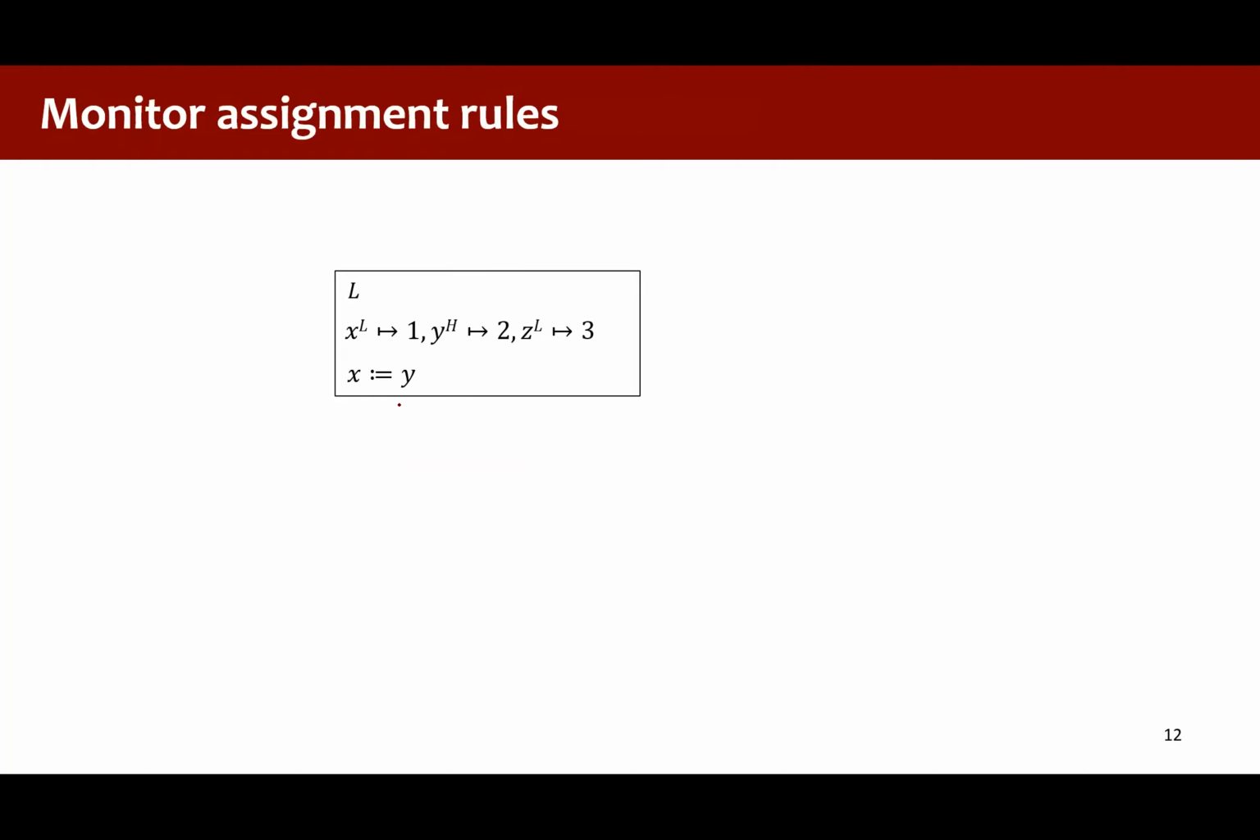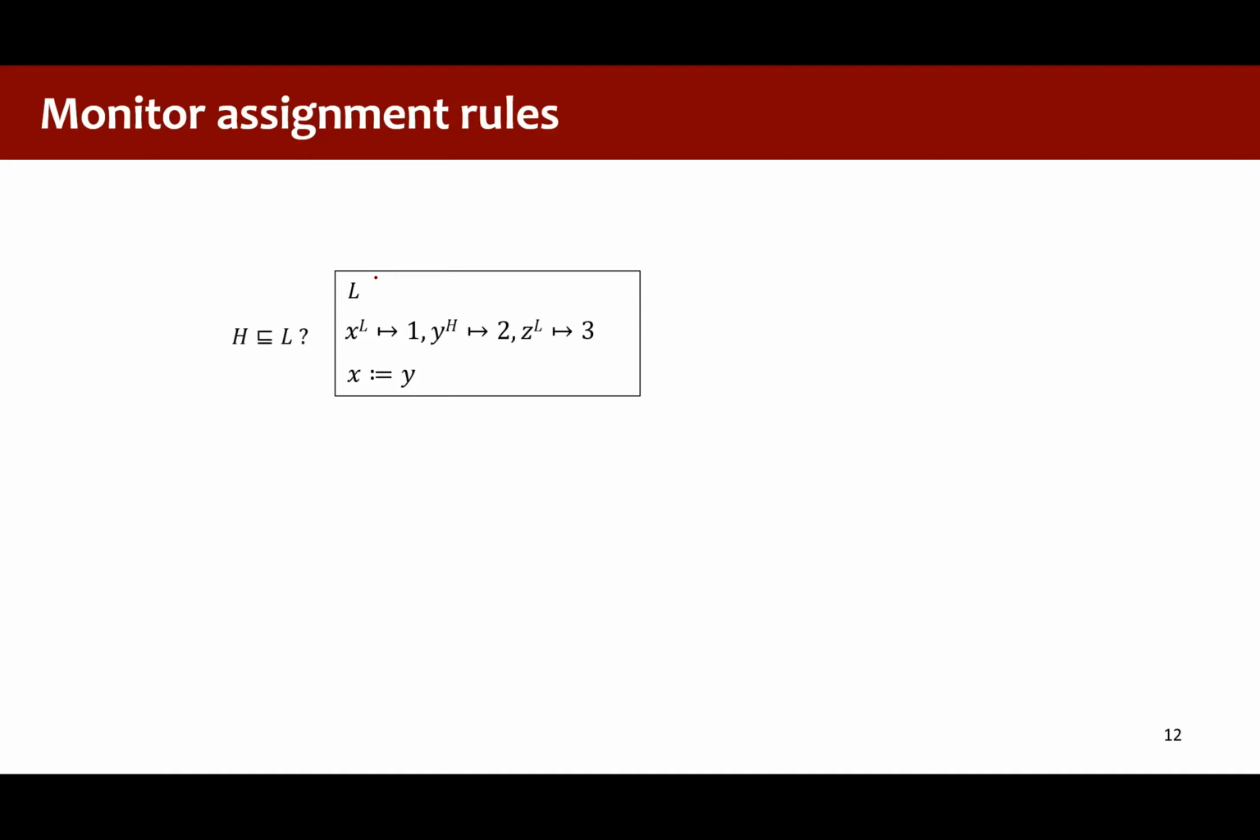So what I write here is a configuration. PC is up on top. I'm assuming that I'm executing under a low PC. Here's my store. I have X, Y, Z stored here. Only Y is high. X and Z are low. And I'm trying to do an assignment, trying to assign X to Y. Sorry, assign Y to X.